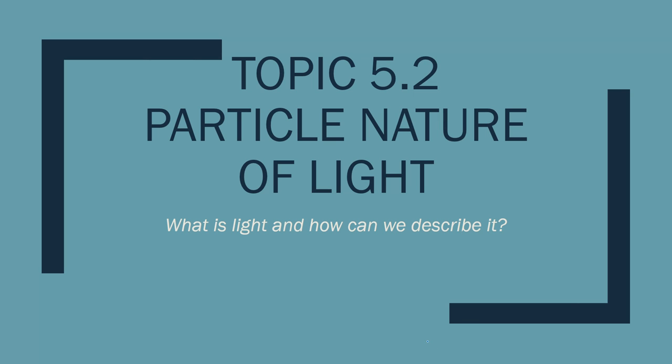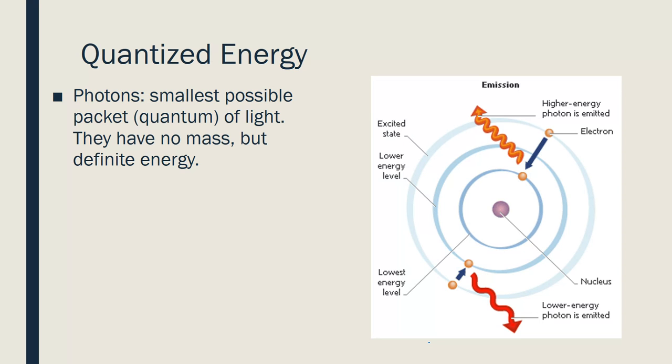Welcome to the video for topic 5.2, looking at the particle nature of light. So yesterday we began topic 5.1, which is looking at the wave nature of light and how it acts similar to a water wave. And now we're going to look at how light can travel as something like a particle, something that has mass. These two topics, 5.1 and 5.2, are going to start making more sense as we blend them together, but we need to cover them each separately.